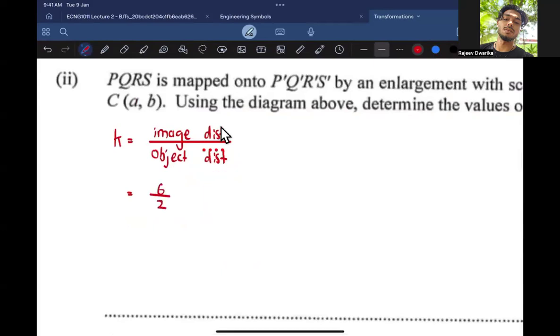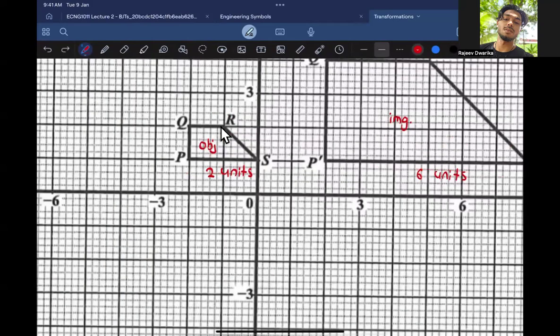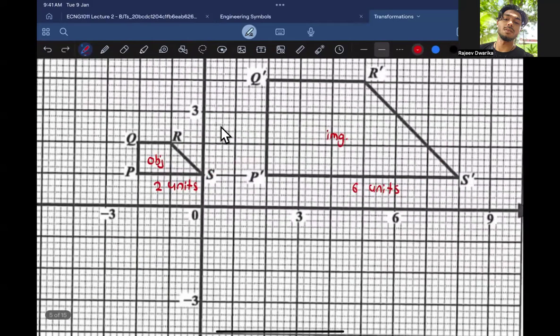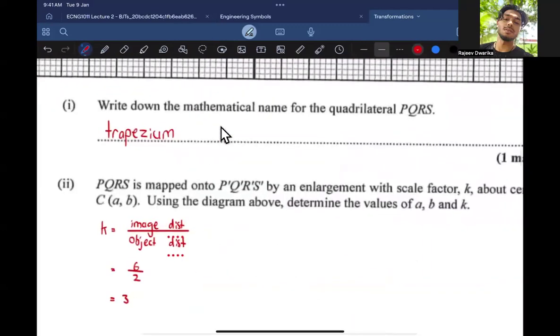I want you to give me another example. What sides are we going to pick? Q and P. The distance from Q to P is 1, and the distance from P prime to Q prime is 3. So I could say 3 over 1. 3 is the image distance and 1 is the object distance. So it's 3. That's real easy, right?